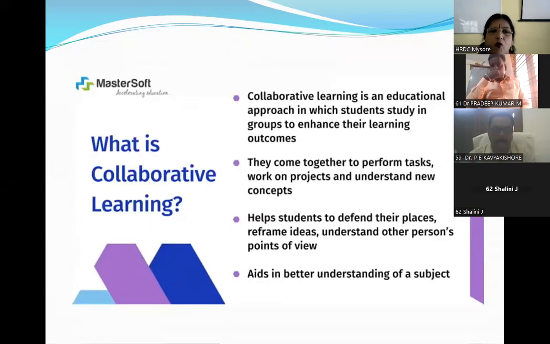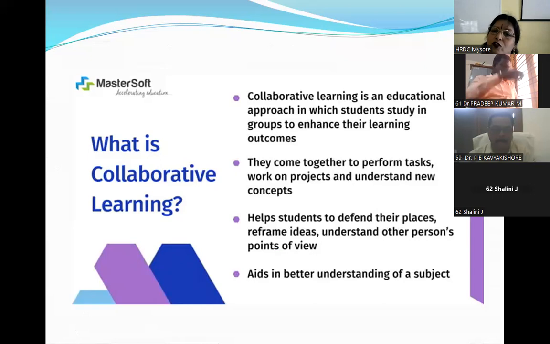Okay, so now what is collaborative learning? Even in our student days, we would have been part of this technique. But our teachers wouldn't have told us that this is collaborative learning. Collaborative learning is an educational approach in which students study in groups. So group studies we have done, we have had group discussions, we have learned a lot. So this is to enhance the students' learning outcomes.